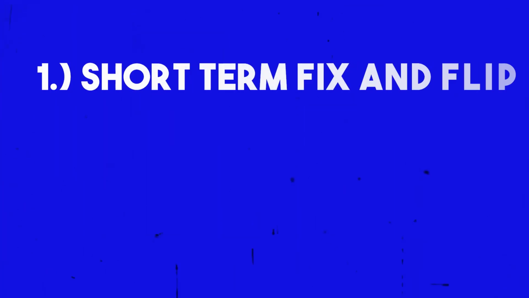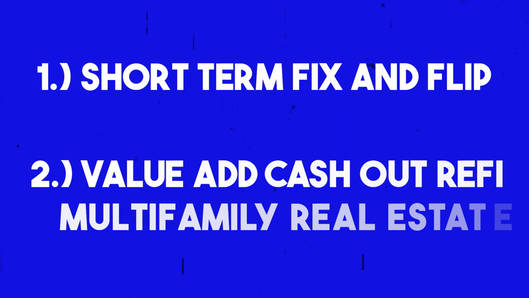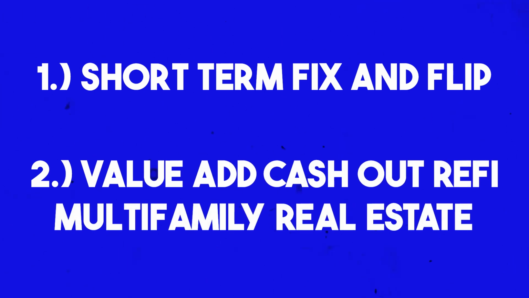As a matter of fact, as an 8-figure real estate investor, there are 2 strategies and scenarios that, in my opinion, are the most ideal to use a home equity line of credit in. And those two are, number one, short-term fix and flips, and number two, value-add cash-out refi multifamily real estate. Now, obviously, I'm going to explain what those things are, but let me first start with fix and flip.